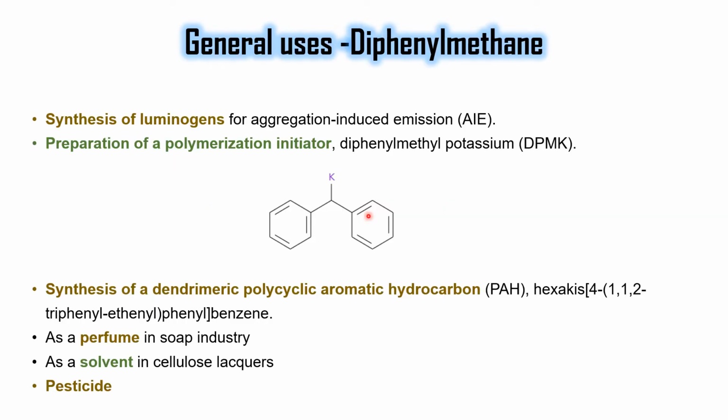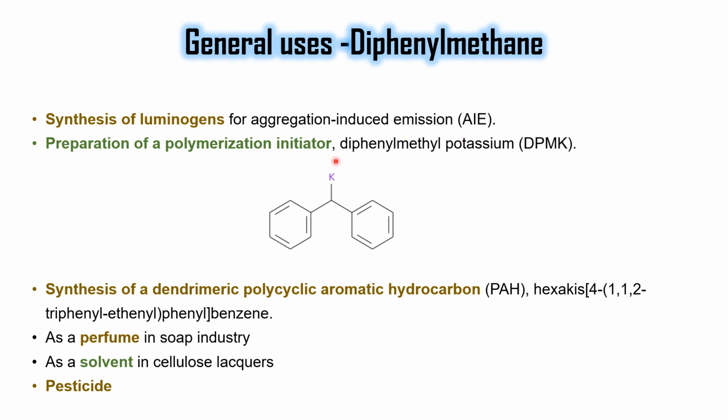Coming to the applications, if you see general uses, diphenylmethane has been used in the synthesis of luminogens. Now what are luminogens? These are substances which are used to induce emission in other substances. Other substances means drugs or anything which you want to detect, any compound which itself is not able to get detected by absorption or emission of light. So luminogens help such compounds to get detected by imparting extensive electronic conjugation which can help in emission of light, and this emitted light can be measured.